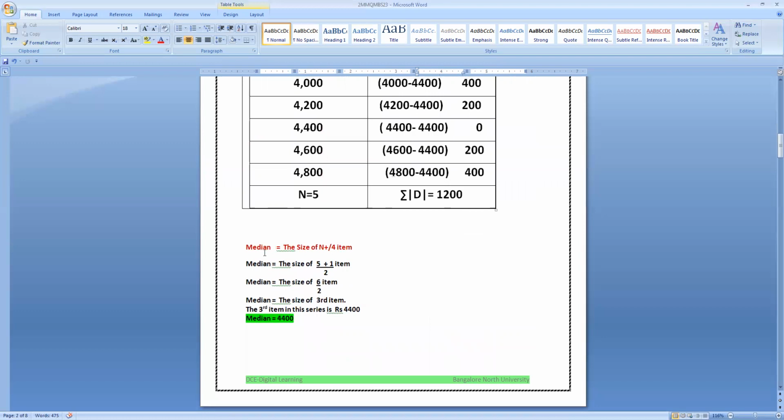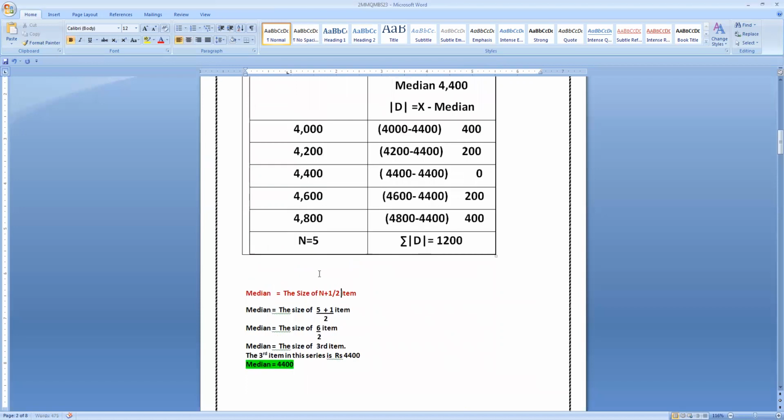For this, median is nothing but the size of n plus 1 by 4 the value, and median is equal to the size of 5 plus 1 by... sorry, here it is not 4, it is 2. Median is nothing but the size of n plus 1 by 2, and the size of 5 plus 1 is 6. 6 divided by 2 is the third item. In the series it is already arranged. The third item in the series is 4,400.